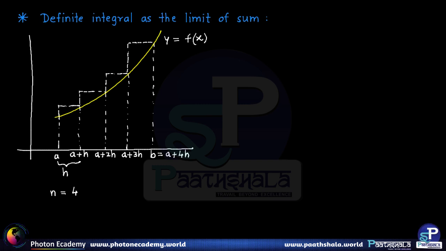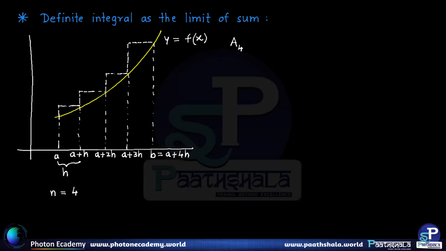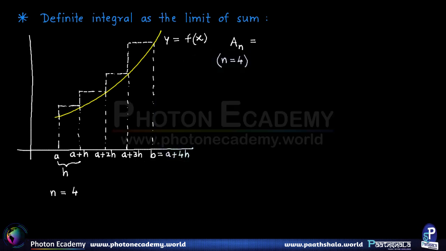So if we want to calculate the area of all the 4 rectangles, that gives us a fairly good approximation of the actual area that we want to calculate, isn't it? So let me call that particular area as, say, a4, right? Or if we want, we can denote it as, say, an, where currently we are considering n as equal to 4. So this is the area of all the 4 rectangles added.